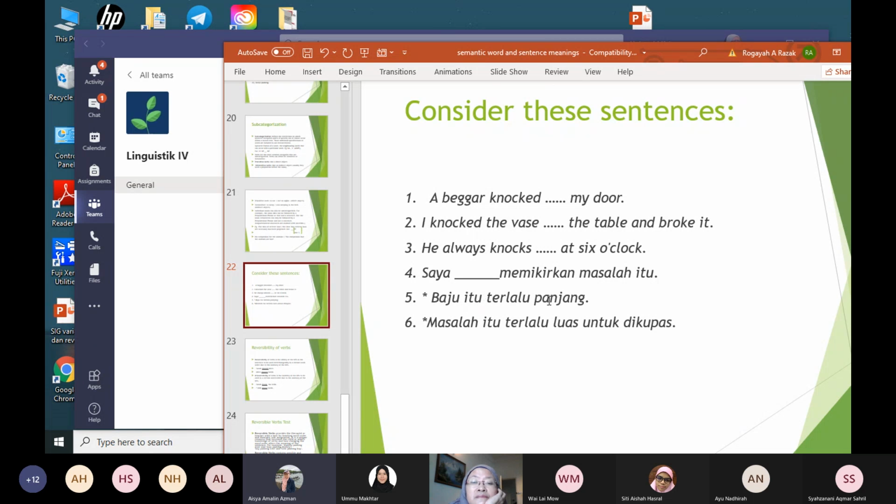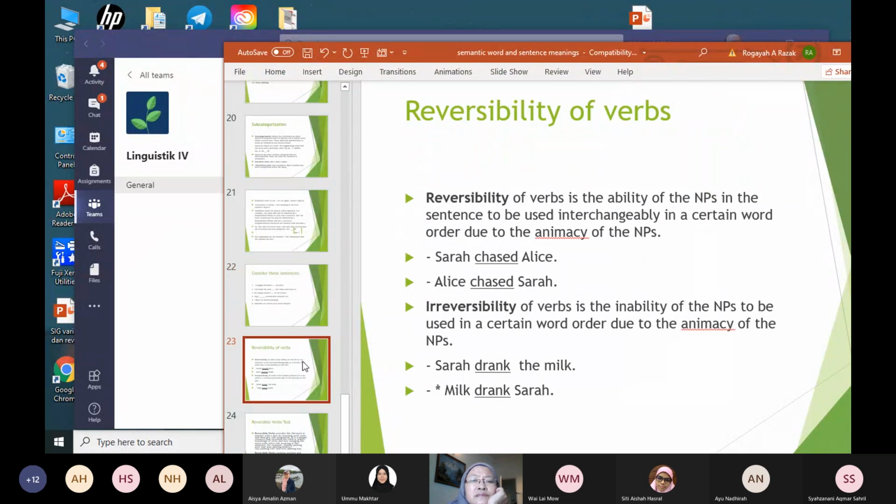Rambut terlalu panjang. Seluar terlalu panjang. Okay. Masalah itu terlalu luas untuk dikupas. Terlalu besar untuk dikupas. So dari segi dia punya subject kat sini. Alright, so subcat tu maksudnya menunjukkan apa yang boleh hadir dengannya, syntactically.